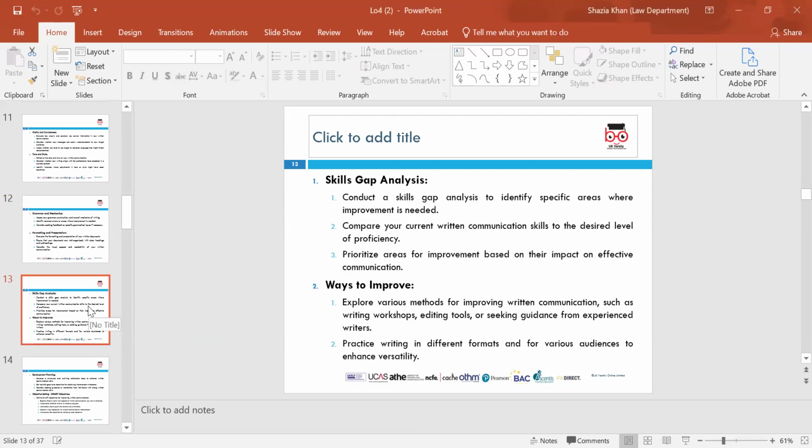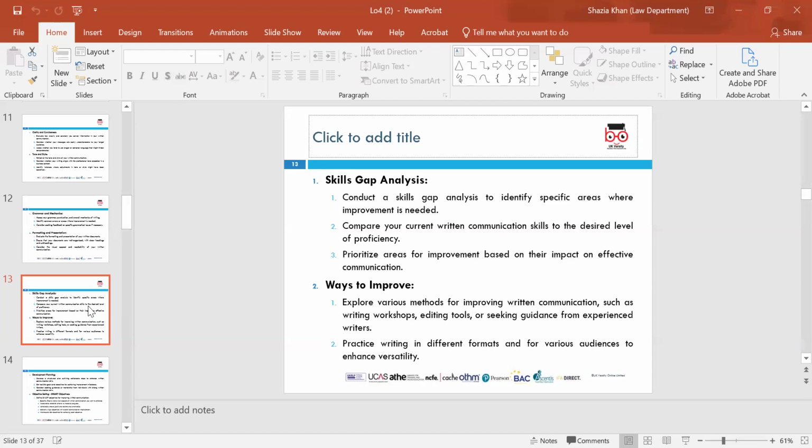So skills gap analysis, as we mentioned a little bit earlier. Conduct a skills gap analysis to identify specific areas where improvement is needed. Compare your current written communication skills to the desired level of proficiency. Also, prioritize areas for improvement based on their impact on effective communication. Number 2, ways to improve.